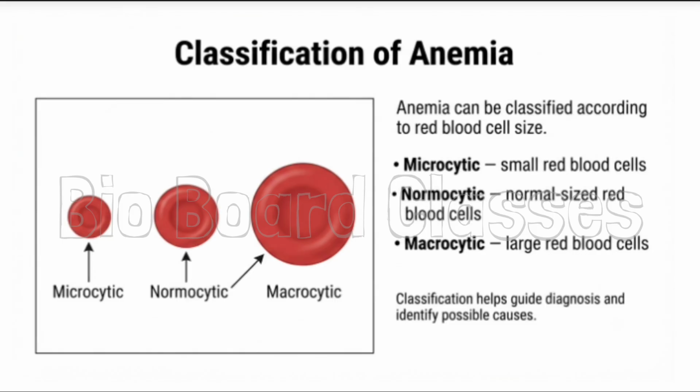Anemia can be broadly divided into three major groups based on the size of red blood cells. The first is Microcytic anemia, in which the red blood cells are smaller than normal. Second is Normocytic anemia, in which the RBCs are normal in size but their overall number or production is reduced. The third is Macrocytic anemia, in which the RBCs are larger than normal. Now let's look at each type in more detail.